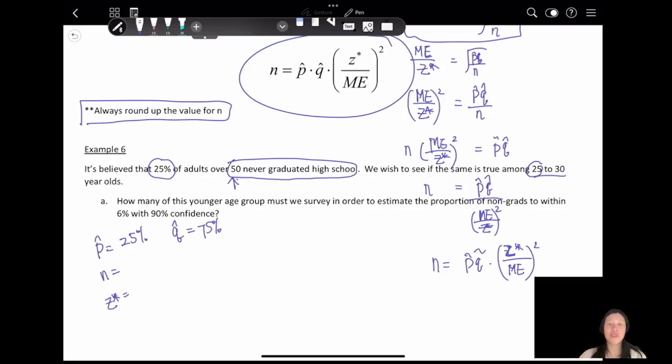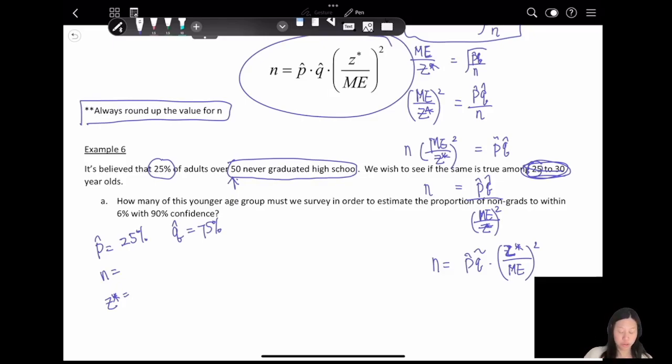This just gives you the information of the sample, the people that we're trying to survey, which is not really useful information for our statistic. This is more like distracting information. Okay, so we still don't know n, but how many of the younger age group must be surveyed in order to estimate the proportion of non-grads within 6% with 90% confidence?